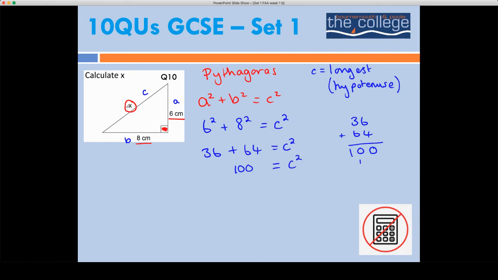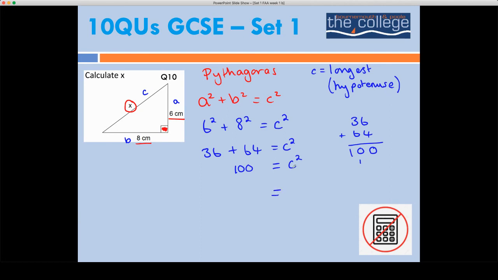Now, if you were to write that the answer was 100, it'd be a bit ridiculous. You've got a side that's 8 and a side that's 6, so this can't possibly be the length 100. It's far too big to fit in between these two lengths here. So it doesn't look right. It's a bit of a silly answer. So you've got to think, what else do you need to do? And the answer to that is you need to square root both sides.